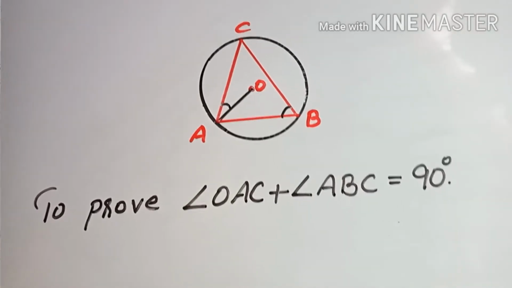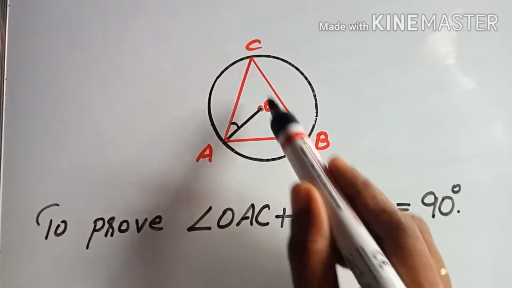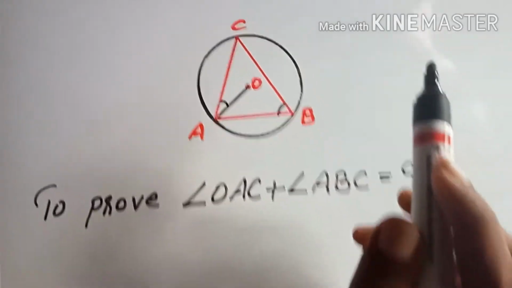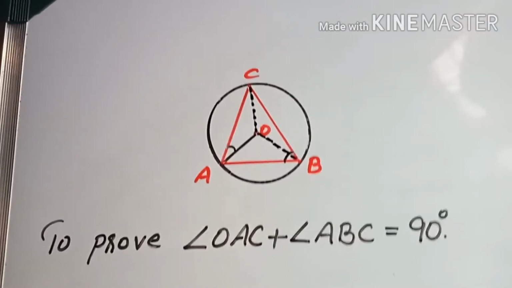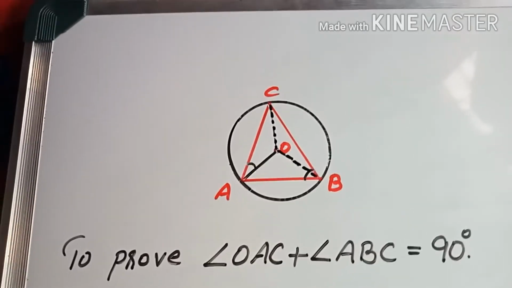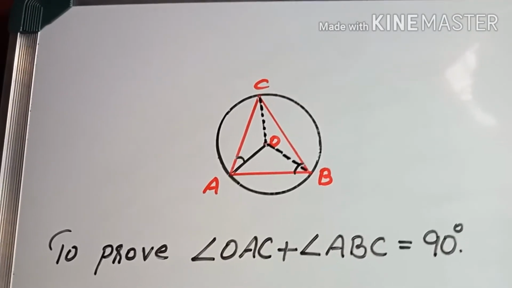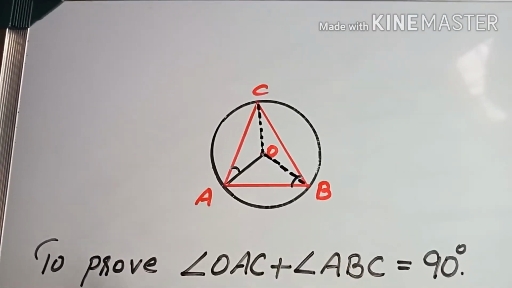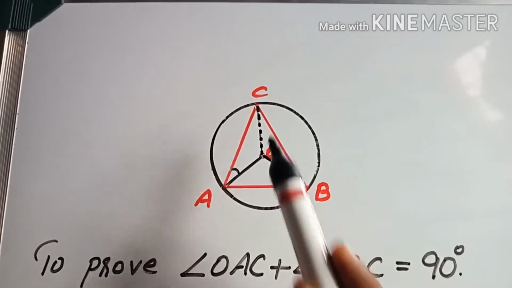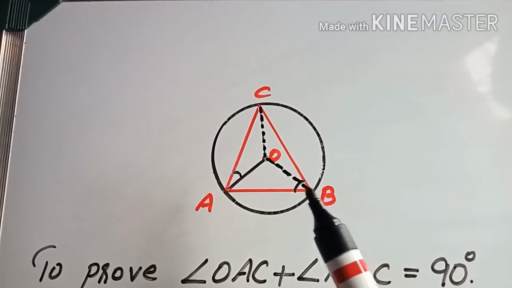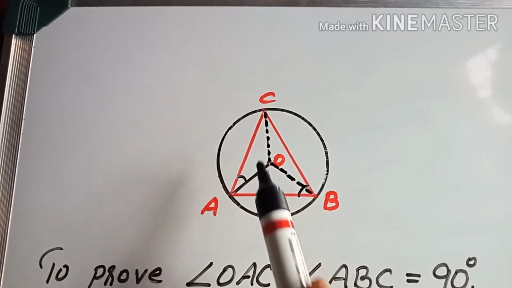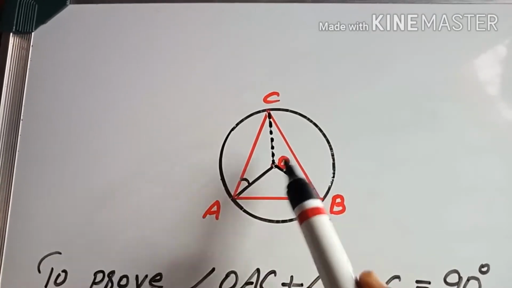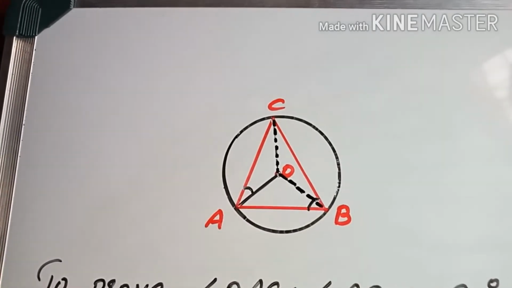So for that, let's join O to C and B. Just join O, C and O, B like this. After that, let's consider first the triangle OAC. We know this is an isosceles triangle because OA and OC are radius here. Therefore, OAC is an isosceles triangle. OAB is an isosceles triangle. OBC also. These three are isosceles triangles.